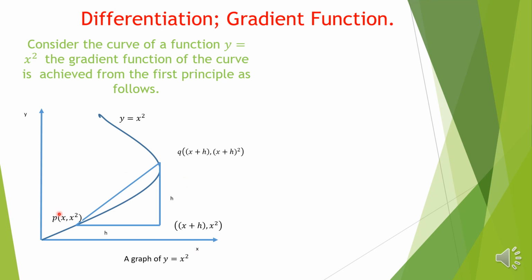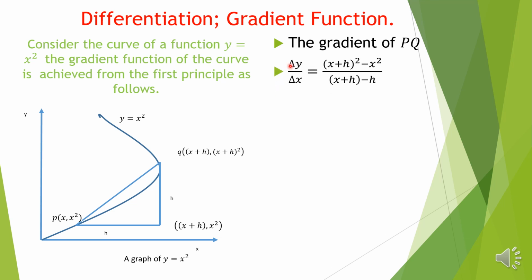Now from this curve, I've considered a straight line joining 2 points on the curve, that is P and Q. From these 2 points, I've taken a small change along the x-axis and another small change along the y-axis, and the following respective coordinates are obtained. From this curve, we can clearly see that the gradient of the line PQ will be given by this relation, that is change in y over change in x.